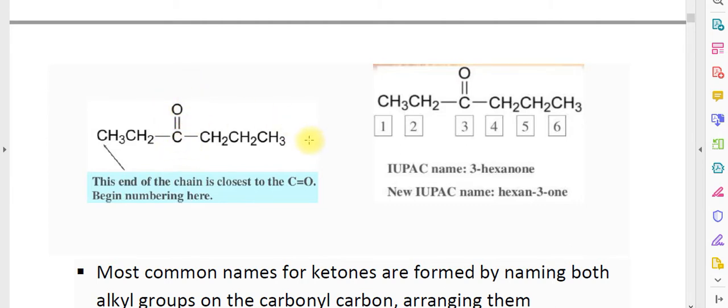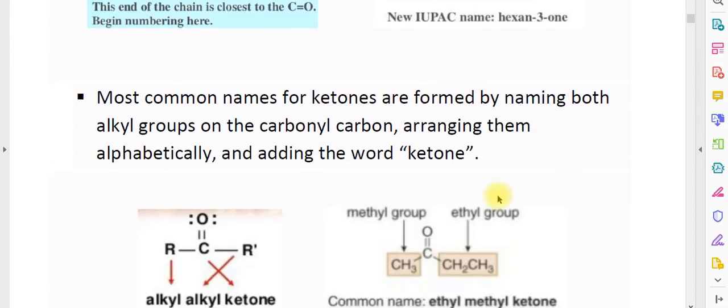But in the case if I am starting from here, it means 1, 2, 3, and 4. The carbonyl carbon comes at the 4th position, but that is not considered. We are numbering in such a way that the carbonyl carbon is given the least number. 1, 2, 3, 4, 5, and 6. So this is 3-hexanone. Okay, or otherwise called hexan-3-one.